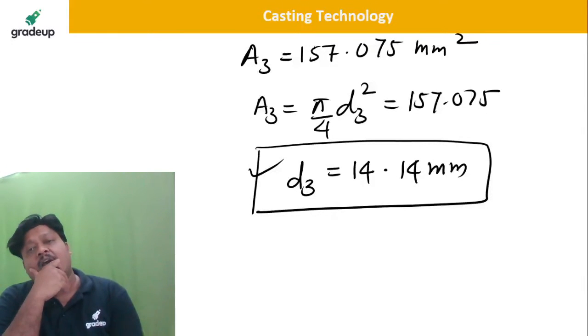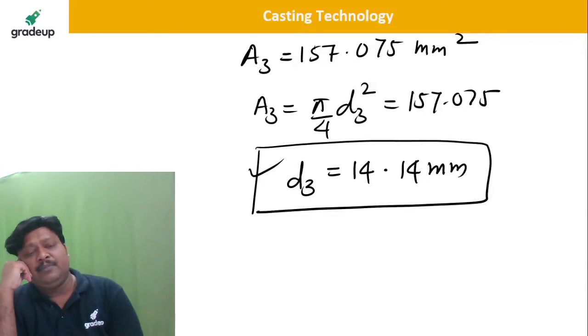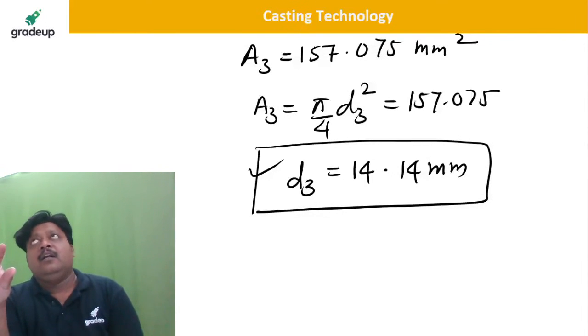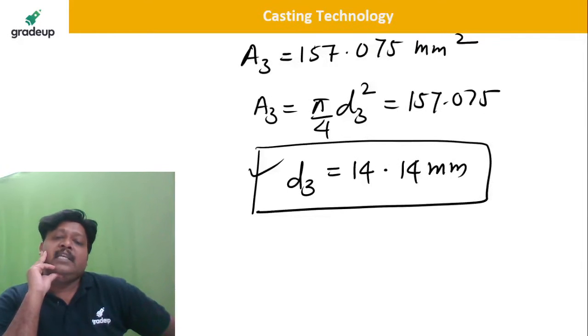Arvind, how can the diameter be bigger than the 20 mm? Then how will aspiration not happen? So I hope you check the answer. 157.075 is the area at point 3. Yes, 14.14 mm. 14.14 mm, that is correct.